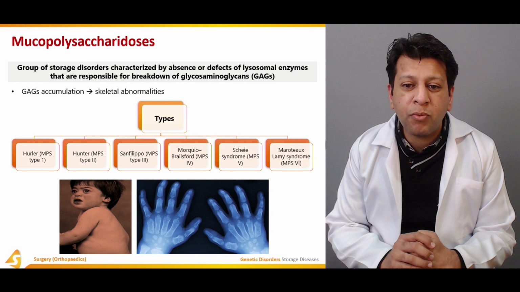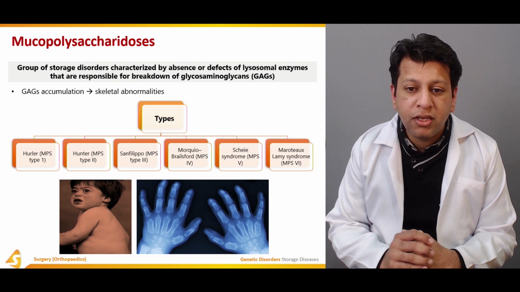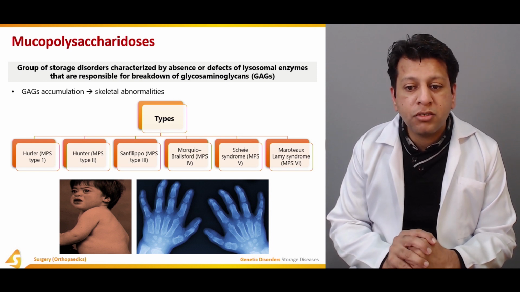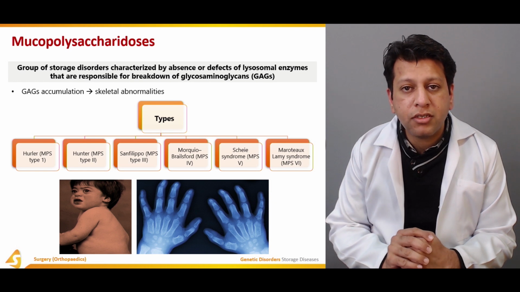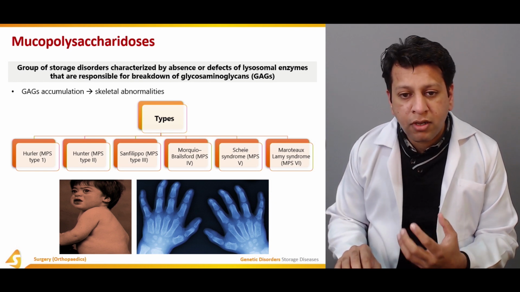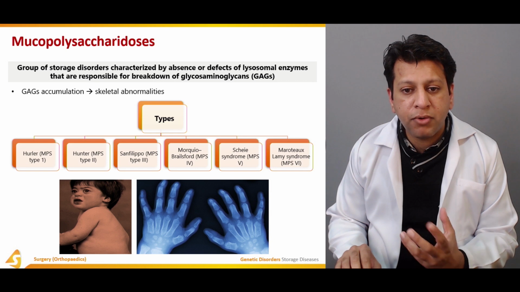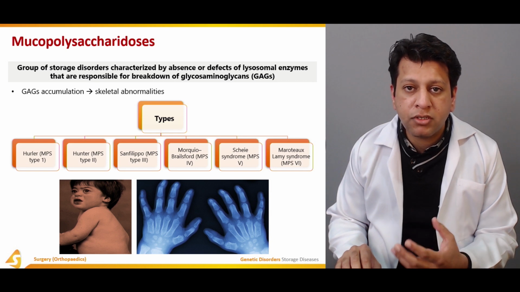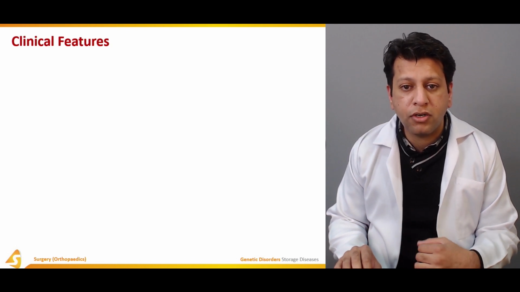Out of these, type 1 and type 2 are usually more common, especially type 2, the Hunter syndrome. We will briefly discuss each and every type, and then we will go to the treatment of these diseases later on.